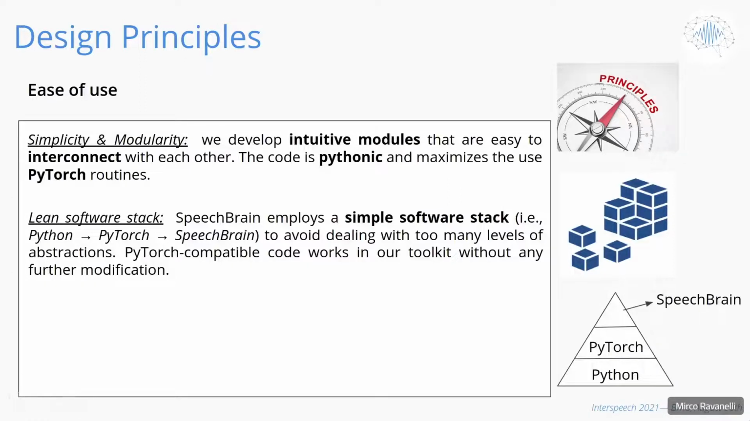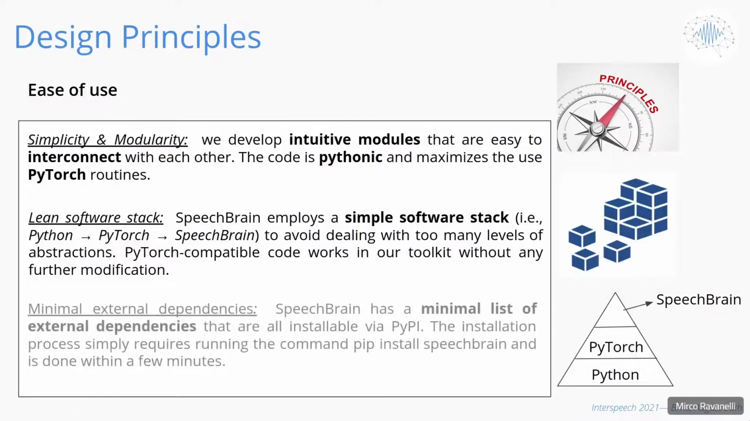Another important remark is that you can plug PyTorch compatible code in our toolkit without further modifications. So we design it such that if you have an external model and you would like to plug it in, it should be easy. We also try to minimize the number of mandatory external dependencies, and this makes the code more stable and also easy to install.